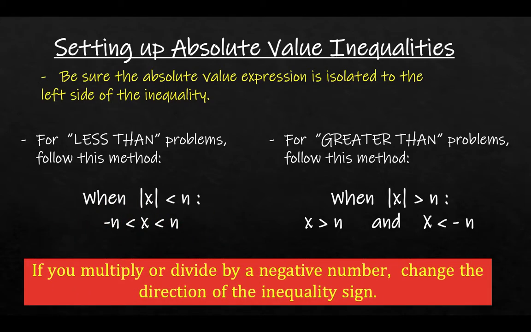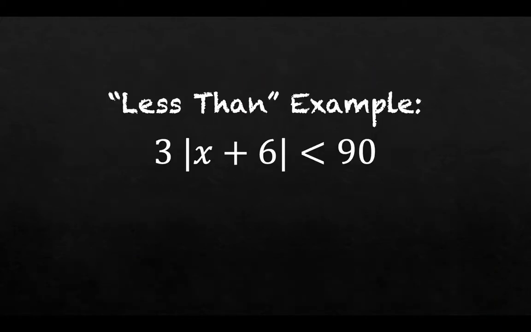Always, always, always, if you multiply or divide by a negative number, you have to change the direction of the inequality sign. So that's the same rule that we saw before when we were dealing with inequalities without absolute values. So when we add absolute values to the situation, it doesn't change the fact that we still have to change the direction of inequalities if we multiply or divide by negative numbers.